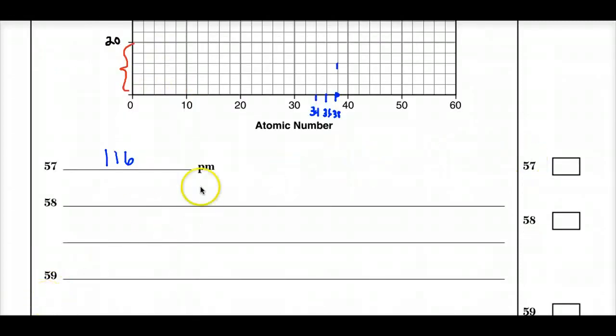116 picometers is what I would get, and they give you plus or minus 2 here. Now I got 116 from reading my graph.